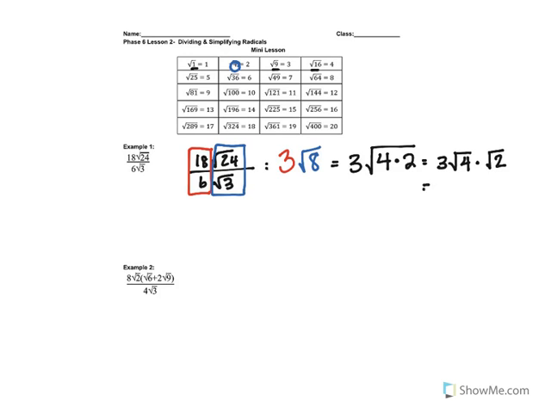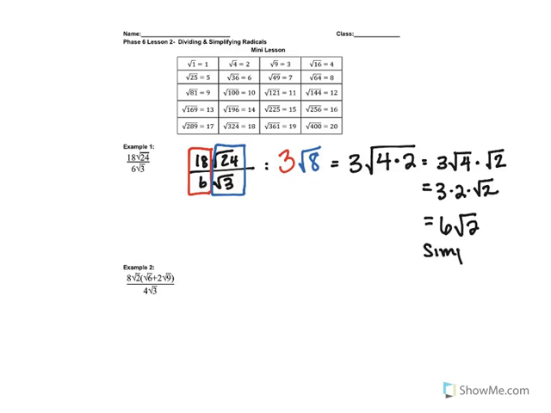Well, if I finish that off, I have 3 times the square root of 4. I know 4 is a perfect square, which is why we used it from this table here. And the table already tells me that the square root of 4 is equal to 2. So I have 3 times 2 times the square root of 2. And that gives me a final simplified answer of 6 square root 2.